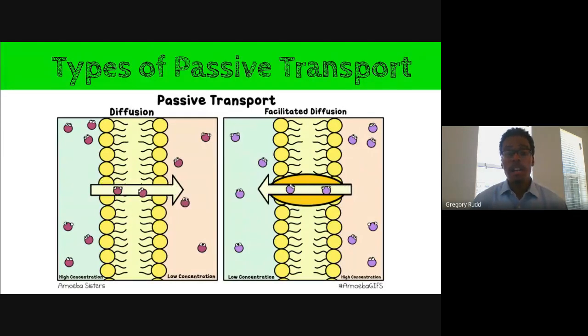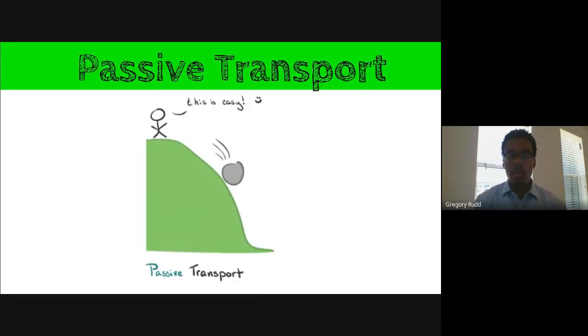It doesn't require energy because I'm going from a place that's high to a place that's low. So I just roll down. It's much like rolling down a hill. Okay, it's easy. It doesn't require any energy to do that.